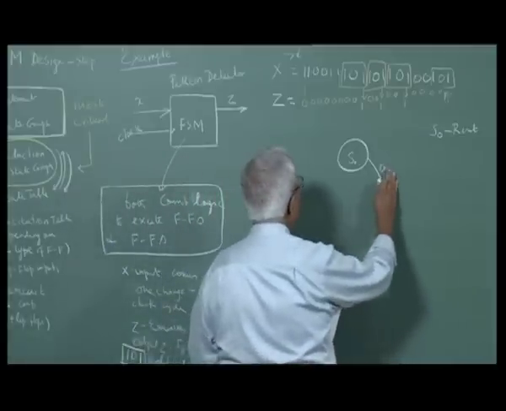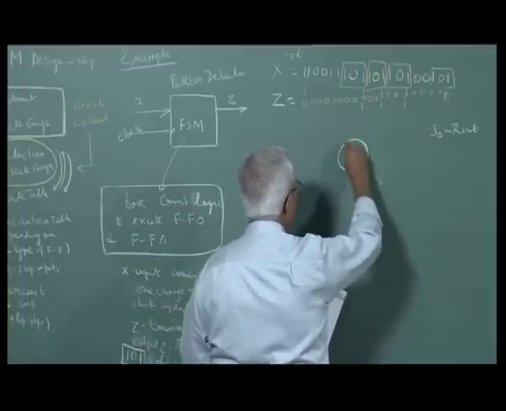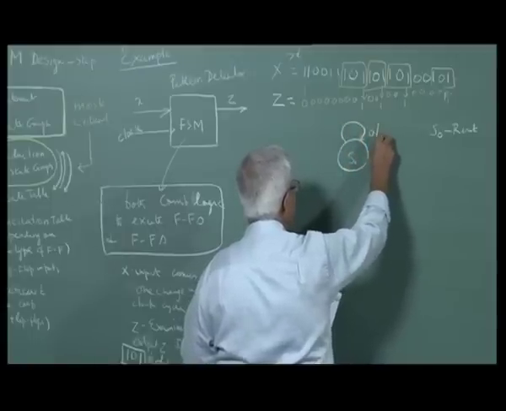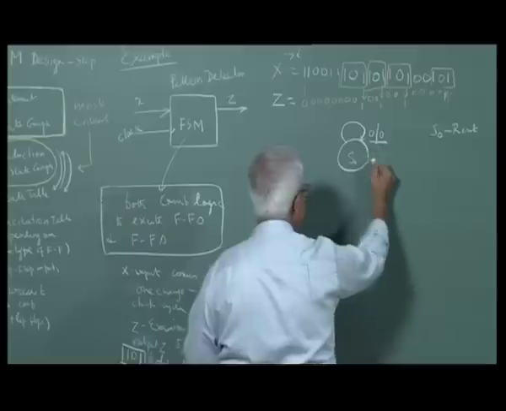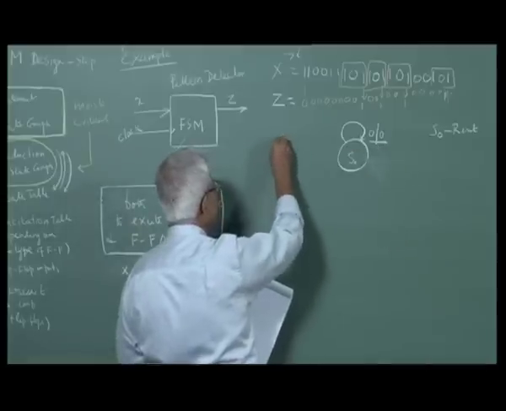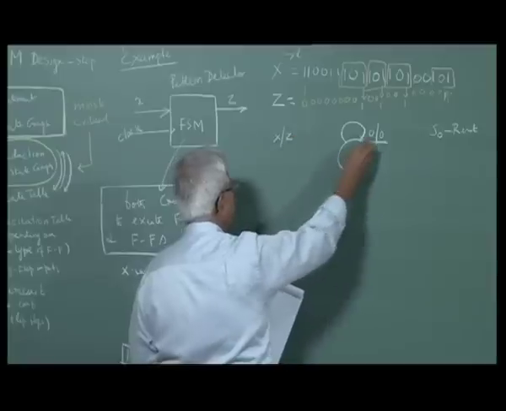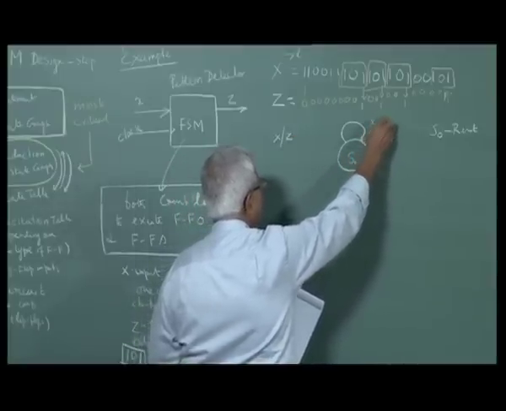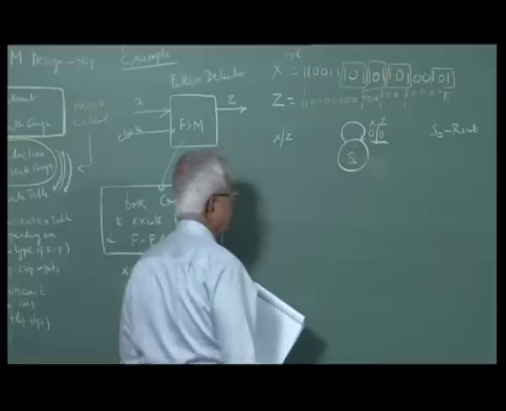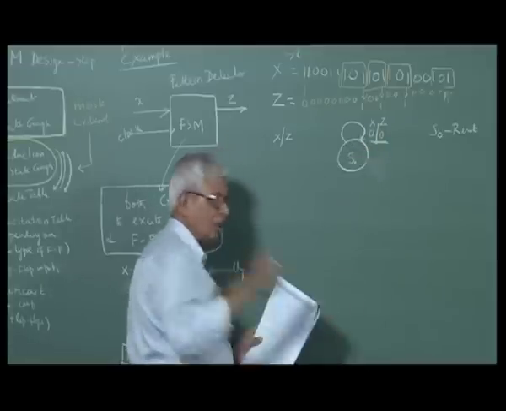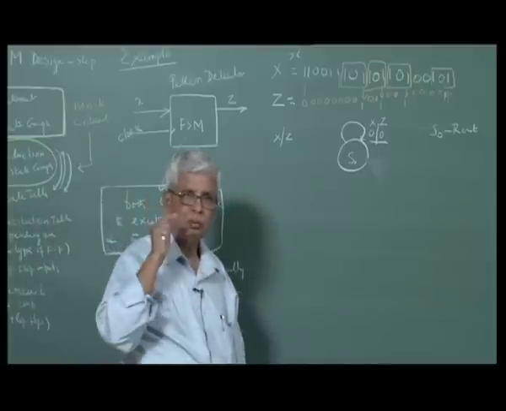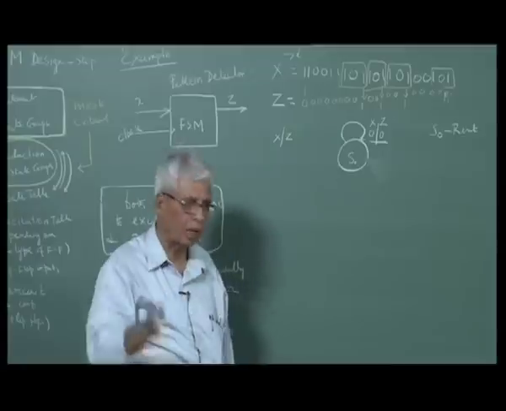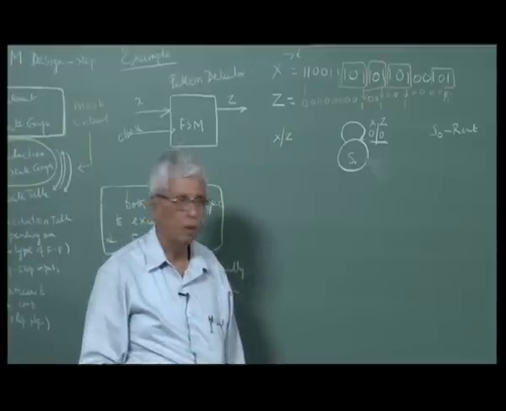So if the input is 0, there is no point in taking any action. You know, last class I did this. You draw x stroke z. When x is 0, z is also 0 here. So the circuit remains, as long as the input pattern is 0, 0, 0, 0, 0, 0, 0, 0, nothing is going to happen, it is going to remain in the reset state.